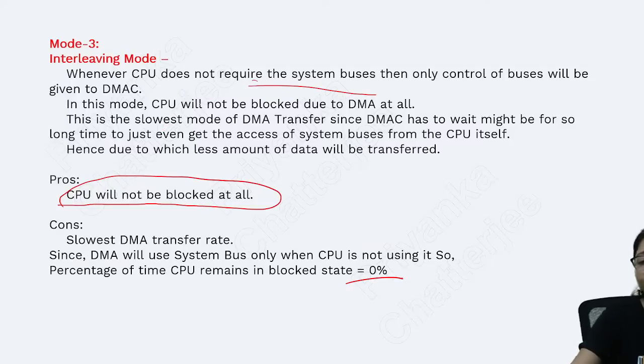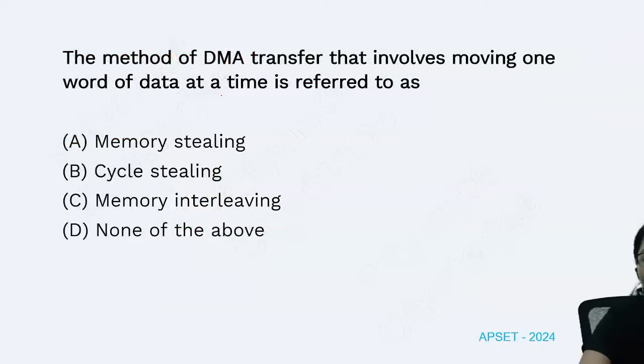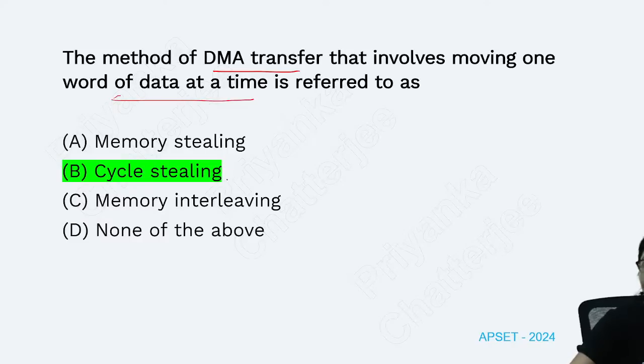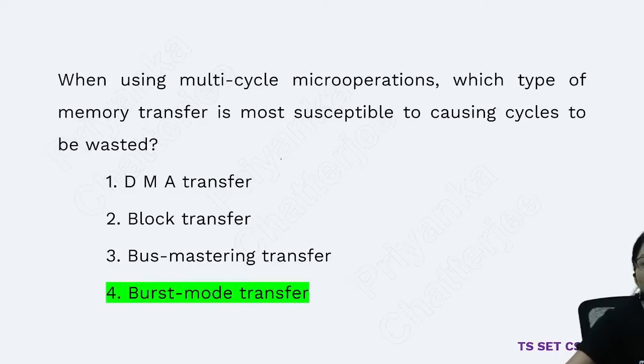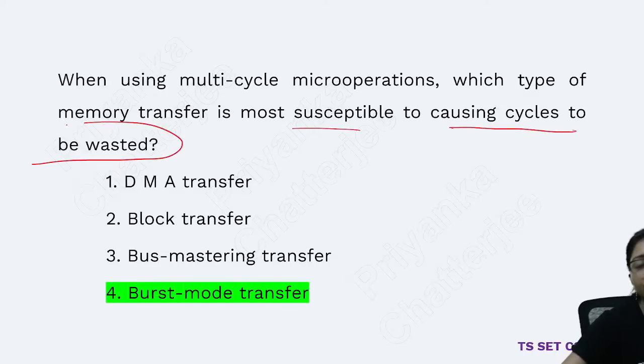These three modes are very important. If you come back to the question now, you will be able to understand more. The method of DMA transfer that involves moving one data word at a time, that is cycle stealing, right? Next question was here, the DMA transfer in which the entire block of data transfer is going on, that is burst mode. And this question was also there, which is most susceptible to causing cycles to be wasted, where the cycle is wastage, that is burst mode. So I hope it is clear to everyone.